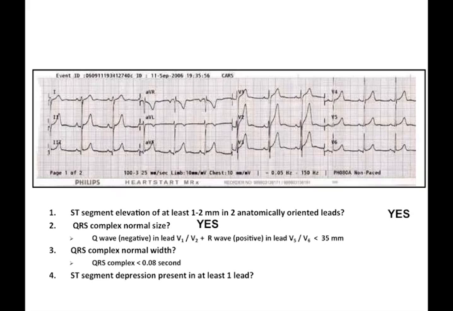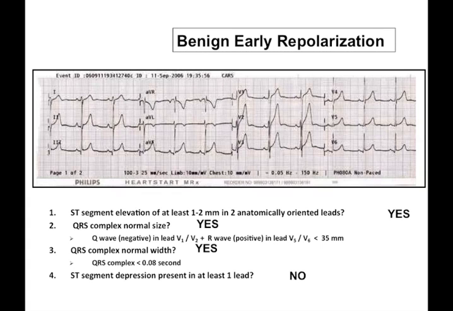Is the QRS complex normal width? Yes. Look at the QRS. It is less than 0.08 seconds in width. We can clearly say that we have a normal QRS width. The last question, is ST segment depression present in at least one lead? No, there is not a single ECG lead that demonstrates ST depression. So we can't again diagnose STEMI on this. And that's a good thing, because this is not STEMI.